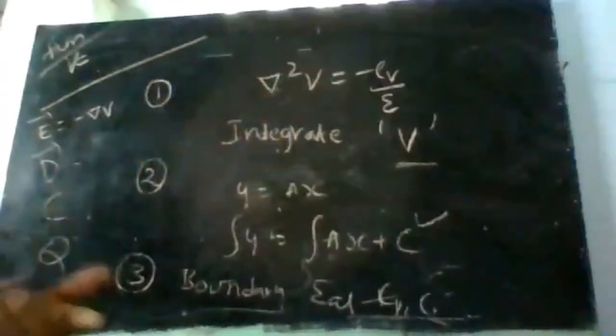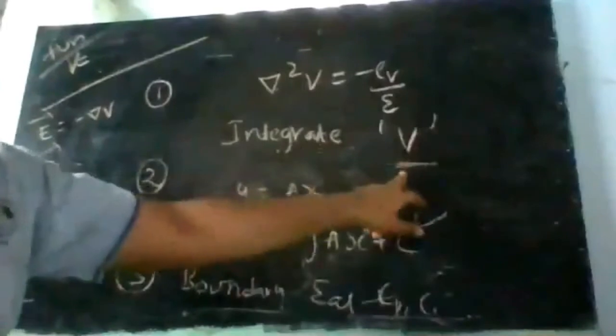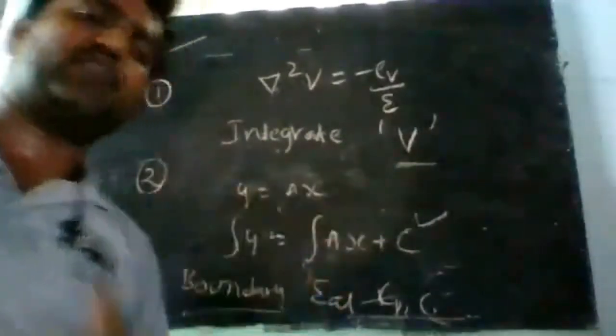Once we integrate two times, we get the V value. While integrating, we have to assume the constants of integration.